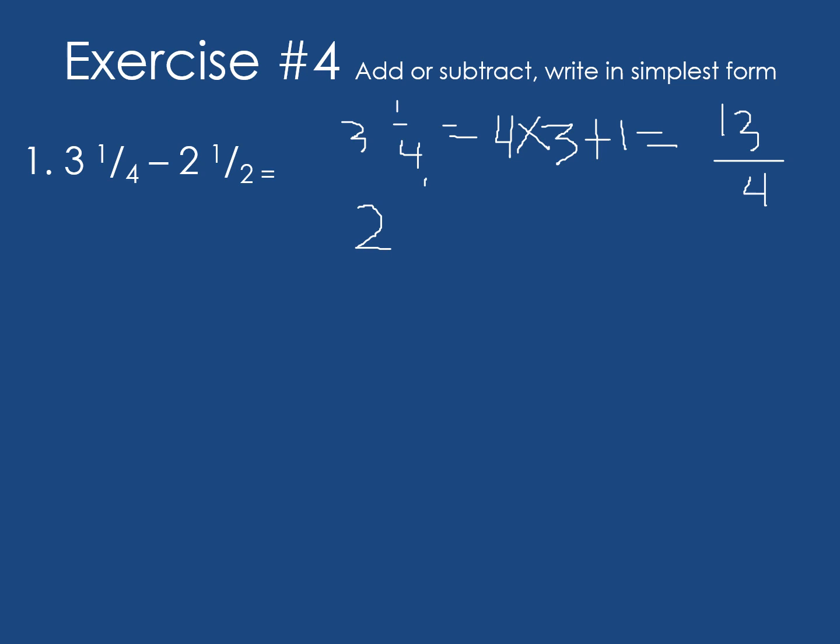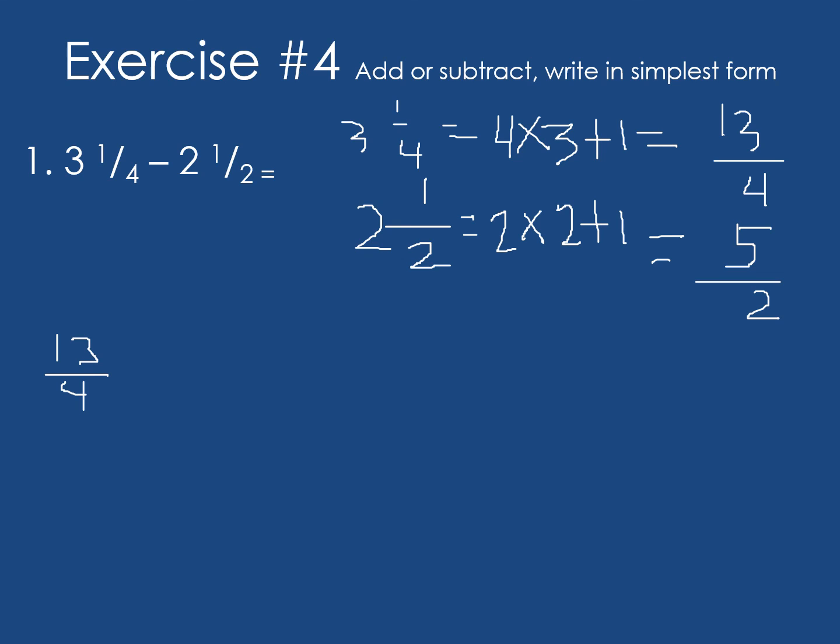2 and 1/2. Okay, so denominator 2 multiply by whole number 2. Add the numerator 1. Okay, your answer is 2 times 2, 4 plus 1 is equals to 5 over denominator 2. Now, you proceed to writing in column because it is dissimilar. You change this one into similar fraction. Okay, 13 over 4 minus 5/2.